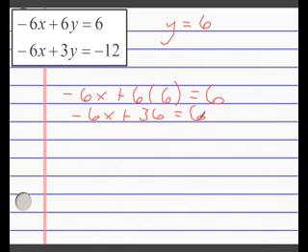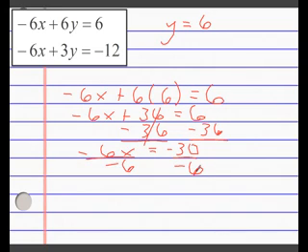So I need to subtract my constant on both sides. Subtract 36 on both sides. I have -6x equals 6 minus 36 is -30. And now I divide by -6 on both sides. I get x equals +5. So my solution would be 5, 6.